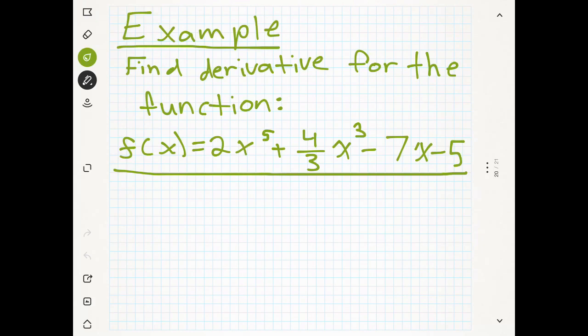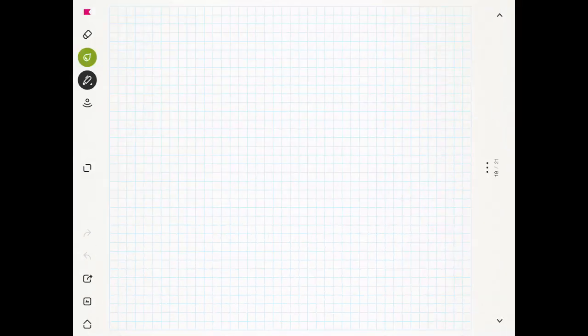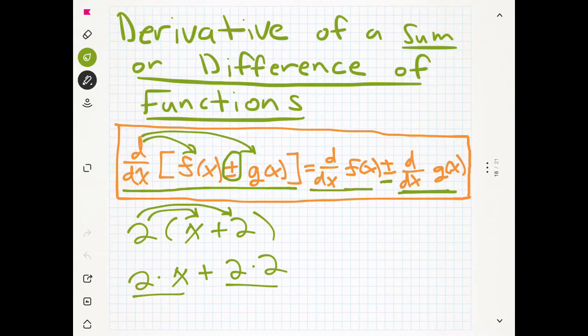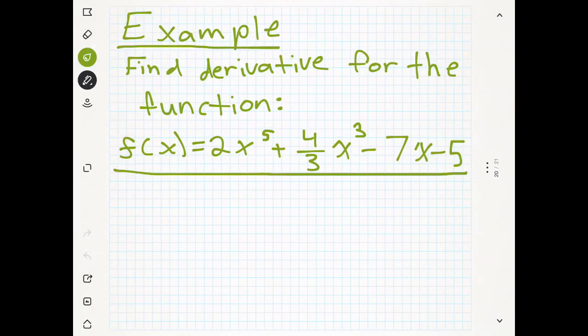We have multiple functions here. We have one function, but it's comprised of multiple parts, and there's addition and subtraction between them. So this rule actually still applies. That's another thing I wanted to touch up on. This rule does not necessarily have to apply for only two functions being added or subtracted. It also applies to one function that has multiple additions or subtractions in the function.